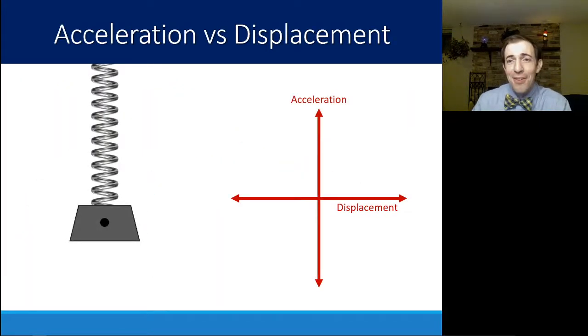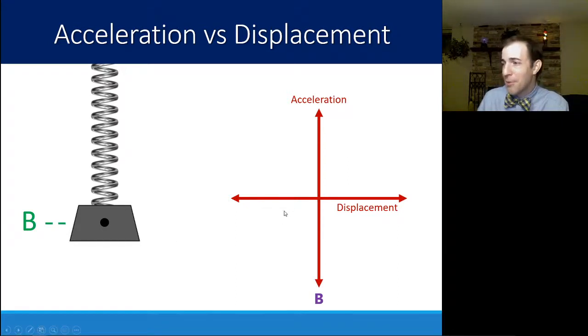All right, now I want to look at two graphs that are the weirdest graphs that you're probably going to see all year. And that's an acceleration versus displacement and a velocity versus displacement graph. So note here, our x-axis is no longer time, it's displacement. So let's plot out based on this picture what that looks like.